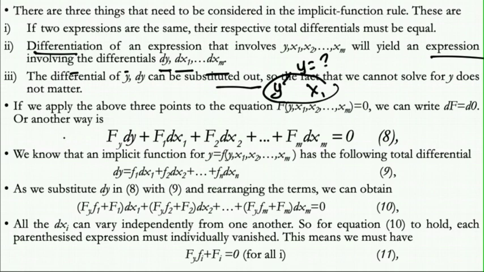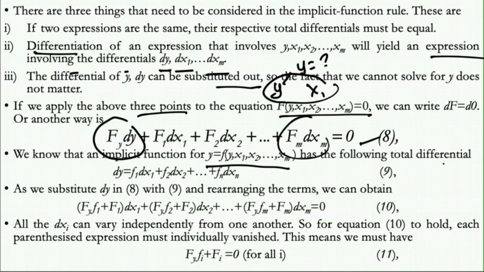Okay, so if we apply the above 3 points to the equation of the implicit function, then we can write df equal to 0. Or another way is, you find the differential of this, so on and so forth until this, and equate it to 0. When you find the differential of 0, it is 0, isn't it? Because it's a constant. Remember the rule of constants for differentials. So we know that an implicit function like this has the following total differential.